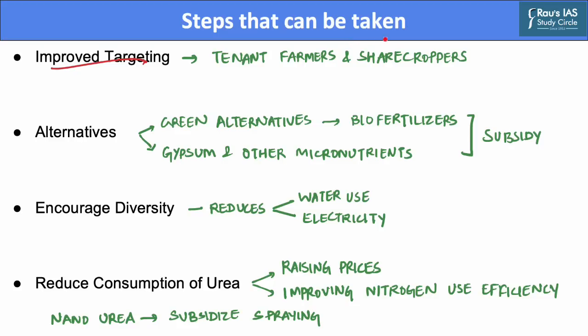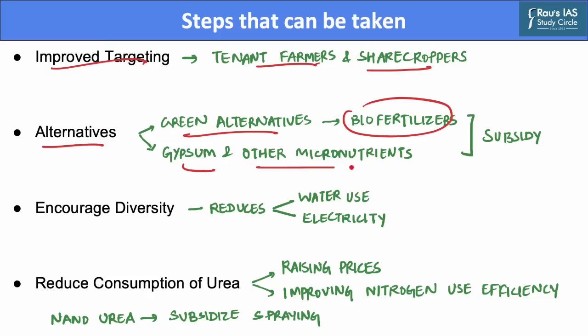Also, there is a need for improved targeting of poor tenant farmers and sharecroppers for fertilizer subsidies, and for promoting green alternatives like biofertilizers, as well as encouraging the use of gypsum and other micronutrients, which are cost effective and eco friendly measures that can increase the crop yield by 15 to 25%. Also, subsidies can be provided by the central government for these alternatives.